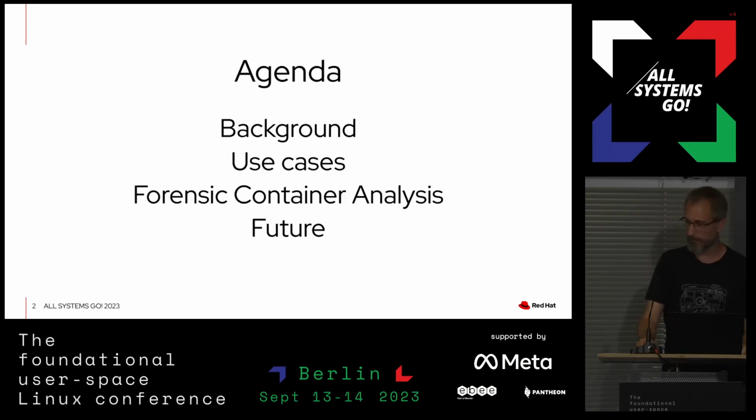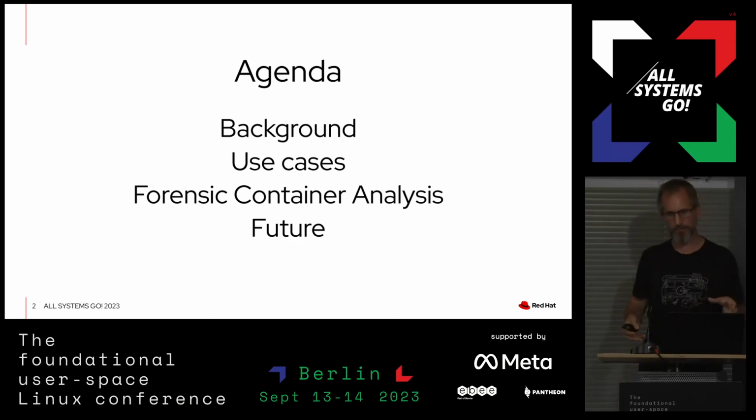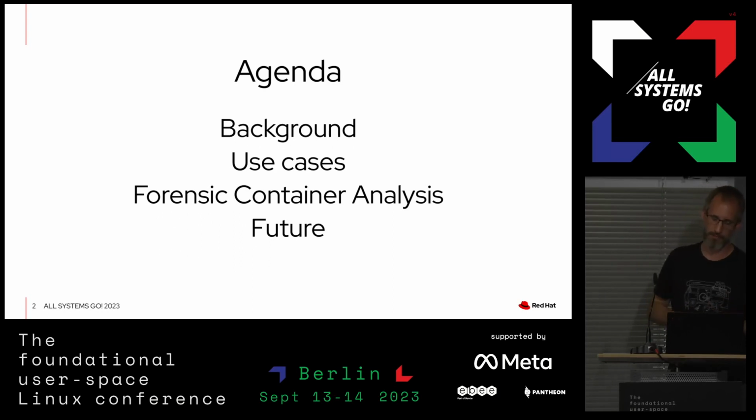I will give a bit of background about checkpoint restore and CRIU and where and how it's used, then some use cases for container migration, then the demo and how to do the forensic container analysis, and then some future. Especially this is in the context of Kubernetes, because I have moved the ability to checkpoint and restore containers from the lowest level up to the highest level, and at this point I'm at the container orchestration level.